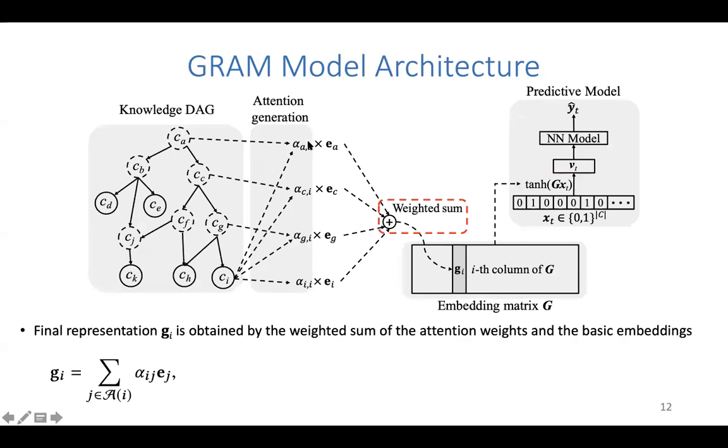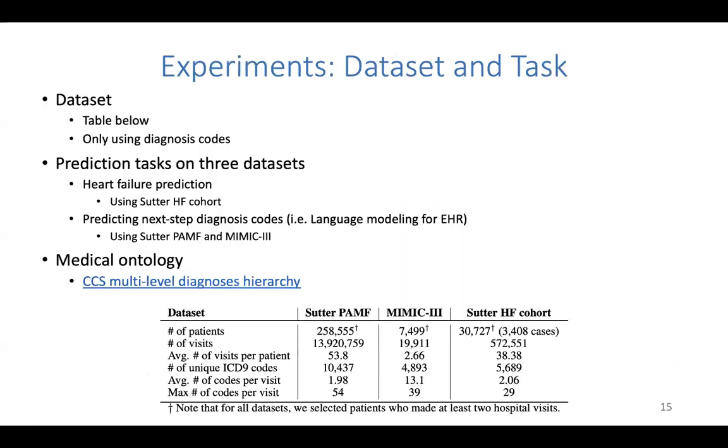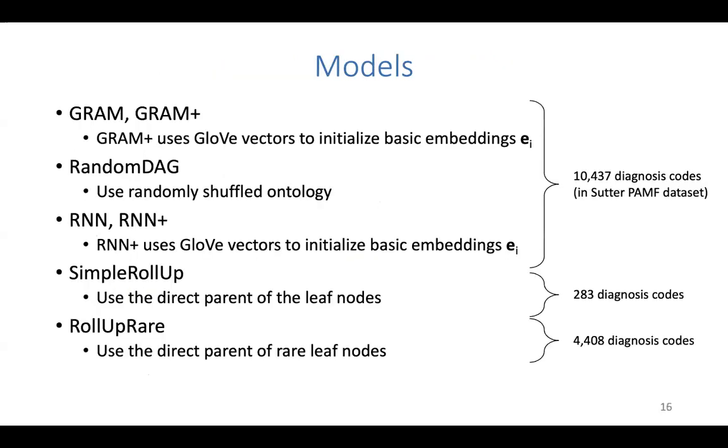So basic embedding E's. We pre-train these basic embeddings for all the codes in your knowledge DAG, in this case the CCS multi-level hierarchy. So we're going to pre-train the embeddings for all the codes in the CCS diagnosis hierarchy using Glove. And the same for RNN and RNN plus as well. RNN is the purely data-driven fashion. RNN plus is the one that uses Glove vectors to initialize basic embeddings.